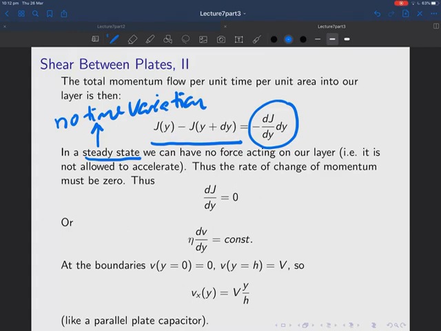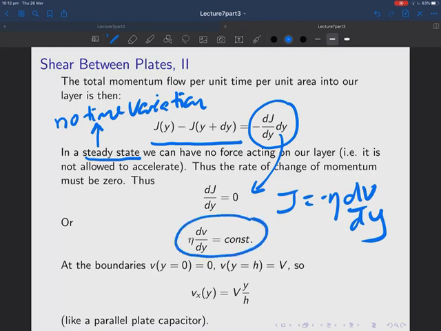Now we're going to assume we have a steady state situation, so that means no time variation. In that case, we can't have any forces acting on our layer. If there were forces, then of course you'd get accelerations. That means the rate of momentum change of our layer must be zero. So dj dy times dy is equal to zero, or the same thing, dj dy is zero. But we also know that j is minus eta dv dy, and therefore eta dv dy must be equal to a constant, just integrating that equation once.